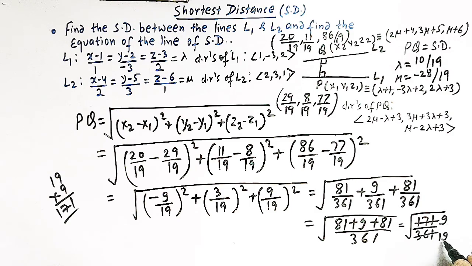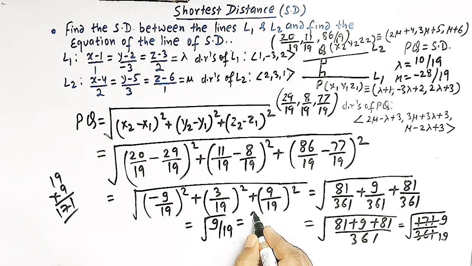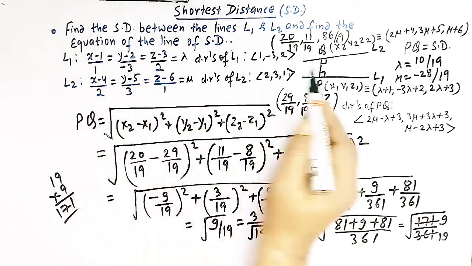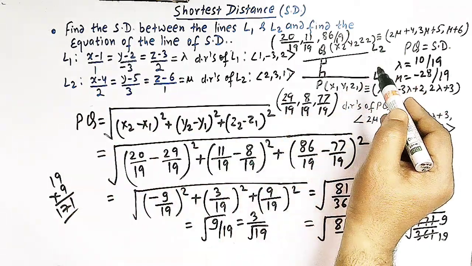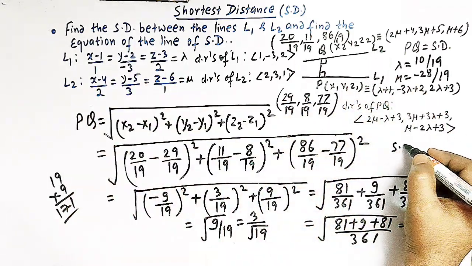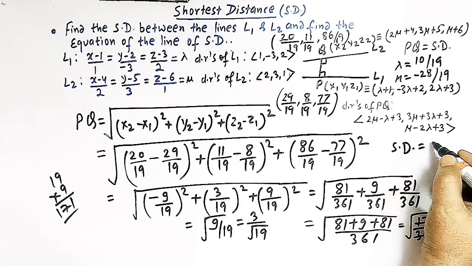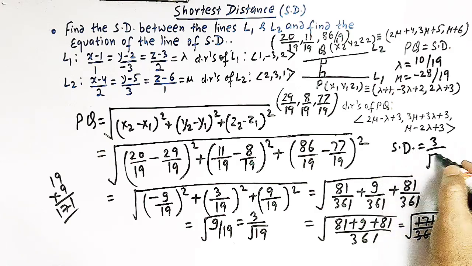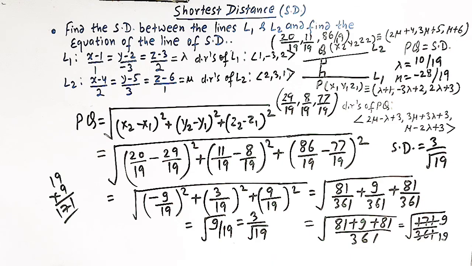So we have 9 over 19, right? So we have square root of 9 over 19, that is 3 over square root of 19. So the square root of 9 is 3. So the shortest distance between these two non-coplanar lines is given by 3 over square root of 19.